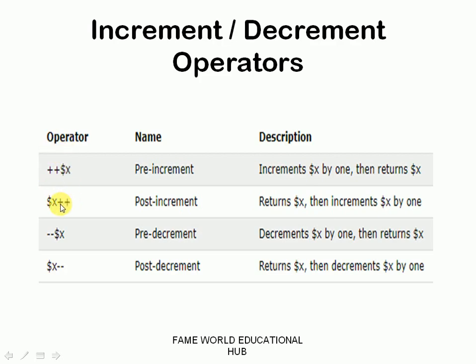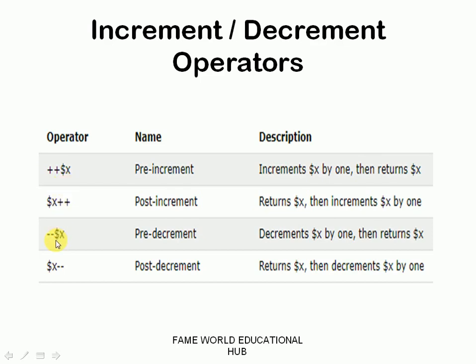Further, coming to the next one, $x plus plus. This will work as post-increment. The name of this particular operator is post-increment. This will first print the value and then increase it for the next step. It returns x, then increments x by 1, because this plus plus symbol is used to increase the value only by 1. Remember, this plus plus symbol in pre-increment or post-increment is always used to increase the value by 1.